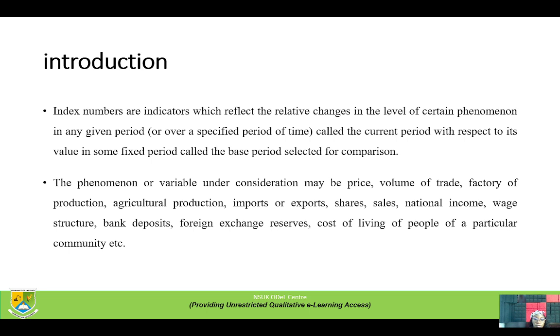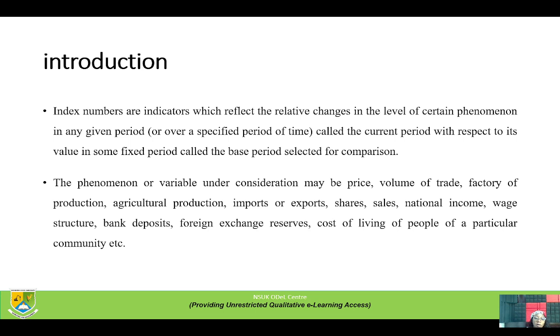Index numbers are indicators which reflect the relative changes in the level of certain phenomenon in any given period or over a specified period of time, called the current period, with respect to its value in some fixed period called the base period, selected for comparison.